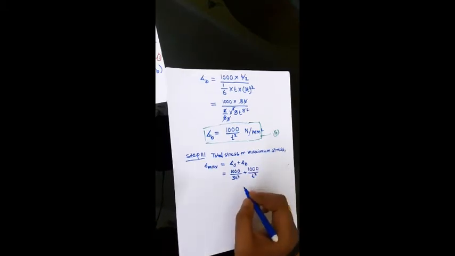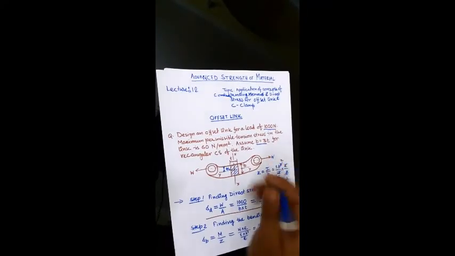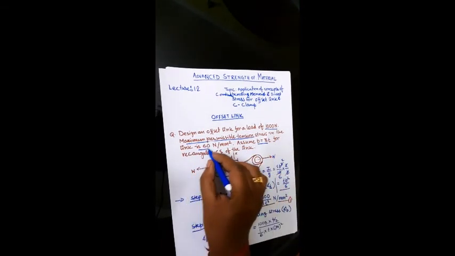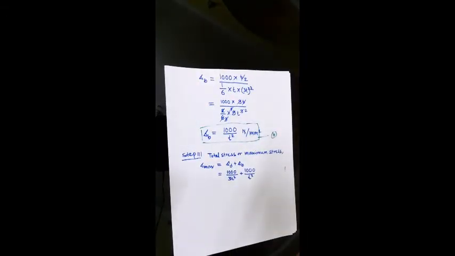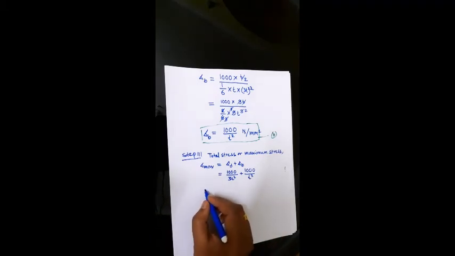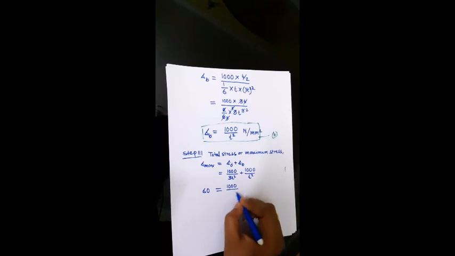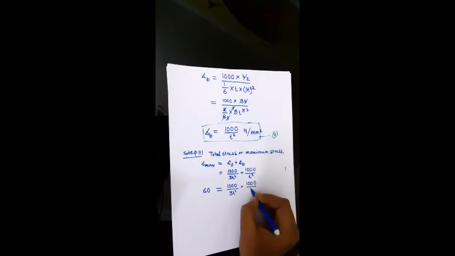So this sigma max, see here in this question, the maximum permissible tensile stress. This sigma max value is given as 60 Newton per millimeter square. So sigma max value is nothing but 60 is equal to 1000 by 3 t square plus 1000 by t square.